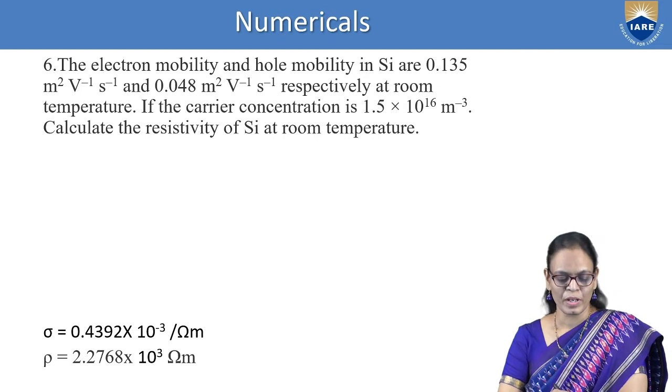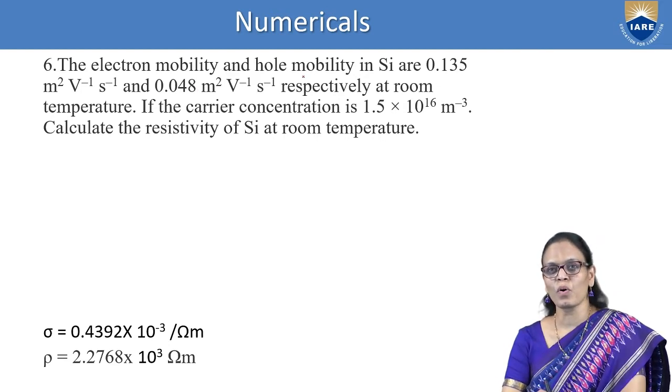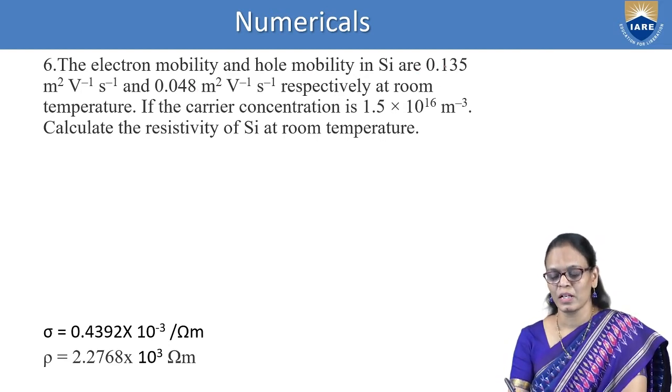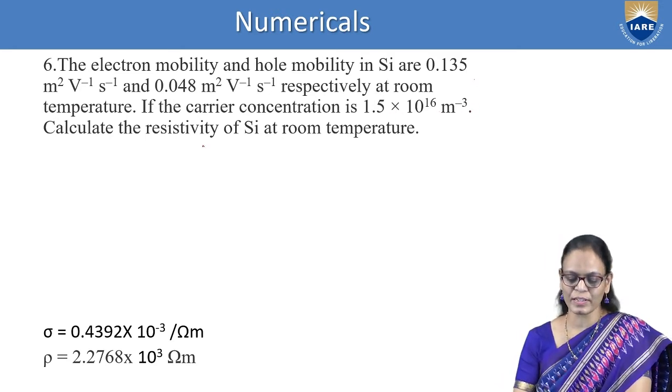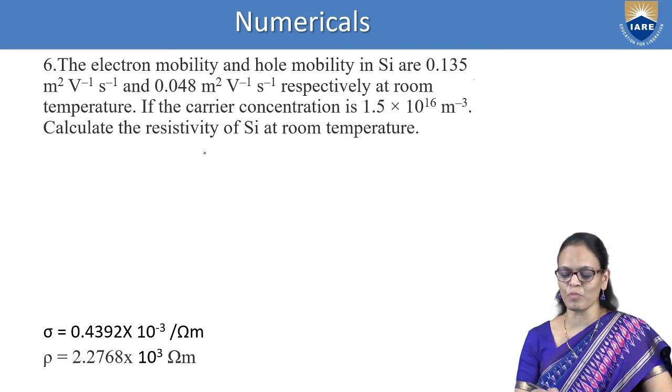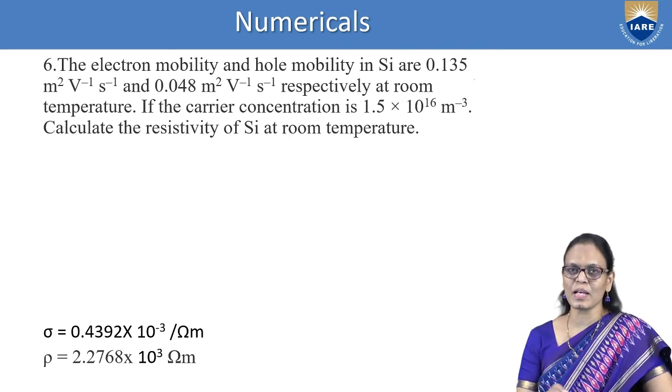The next one: electron mobility and hole mobility in silicon are 0.135 meter square per volt second and 0.048 meter square per volt second respectively at room temperature. So we are given the mobilities at room temperature and the carrier concentration is 1.5 into 10 power 16 per meter cube. We have to calculate the resistivity. Exactly the same, only thing is the values are changing here for mobility and concentration.